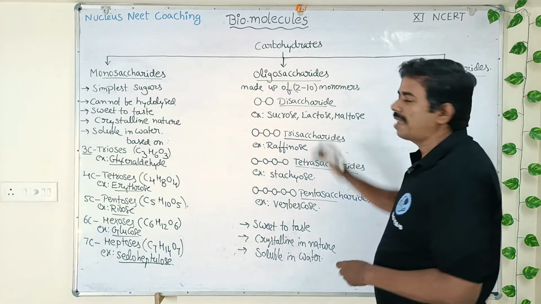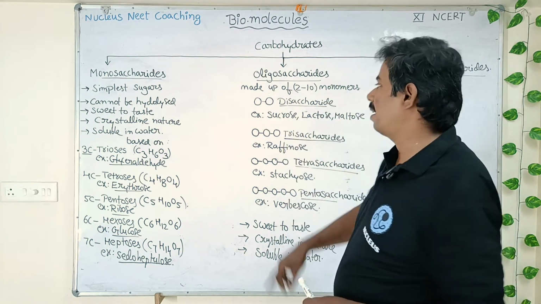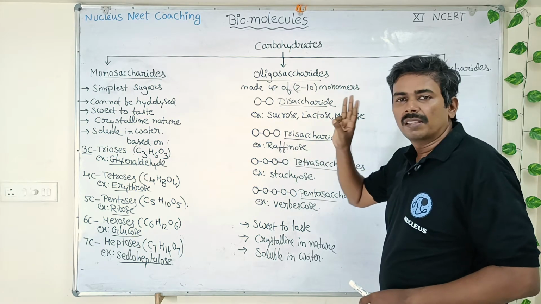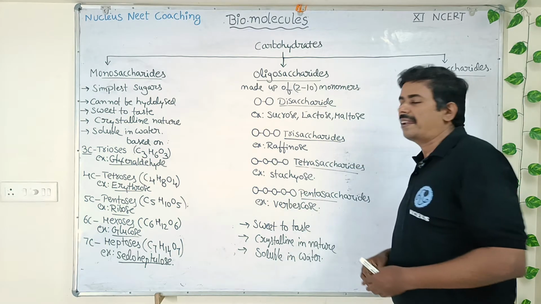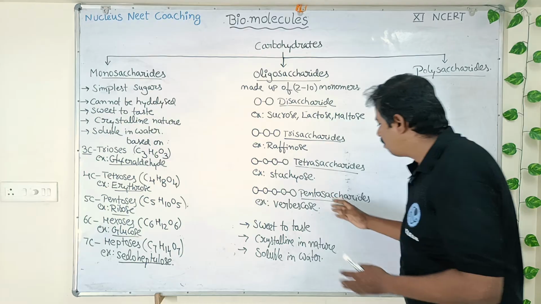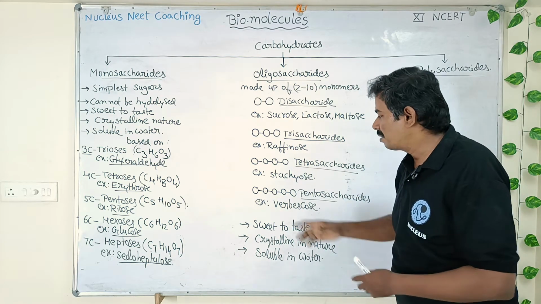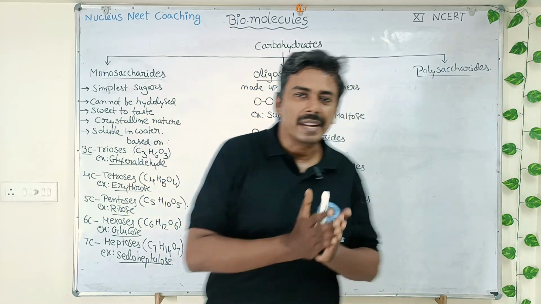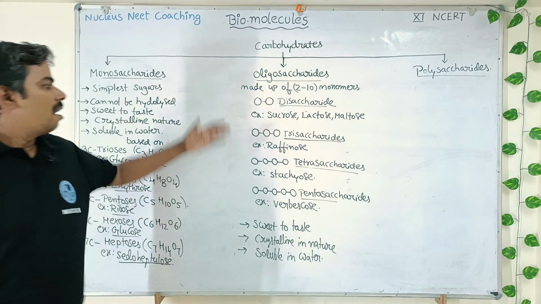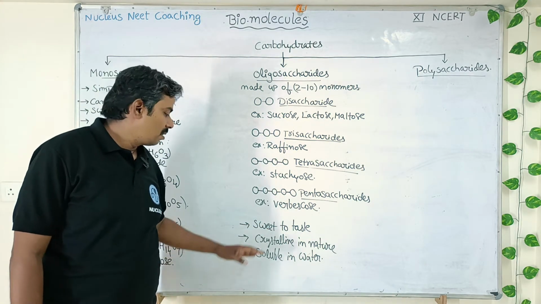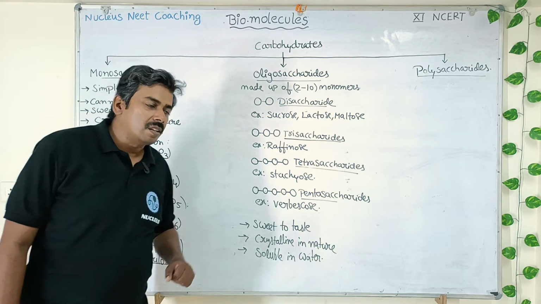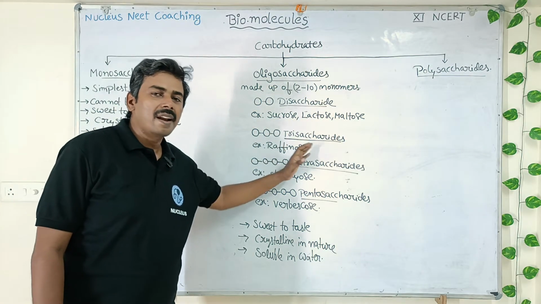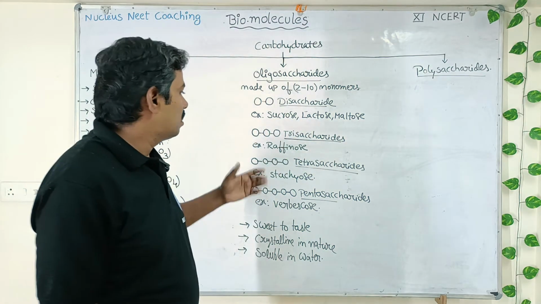When we hydrolyze disaccharides, we get 2 monosaccharide units. When we hydrolyze trisaccharides, when we cut these bonds, we get 3 monosaccharides. Hydrolysis of tetrasaccharides gives 4 monosaccharides. When we hydrolyze pentasaccharides, how many monosaccharides will we get? 1, 2, 3, 4, 5. Five individual monosaccharides. Understood the concept, students? Oligosaccharides are sweet to taste, crystalline in nature, and soluble in water. Monosaccharides cannot be hydrolyzed any further, but oligosaccharides can be hydrolyzed. So this is the difference.